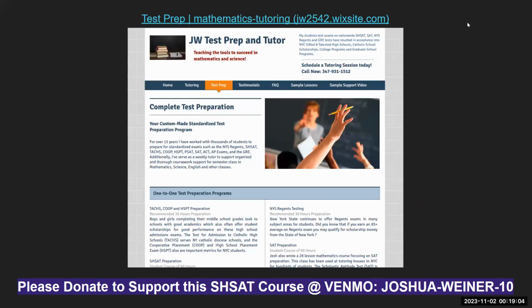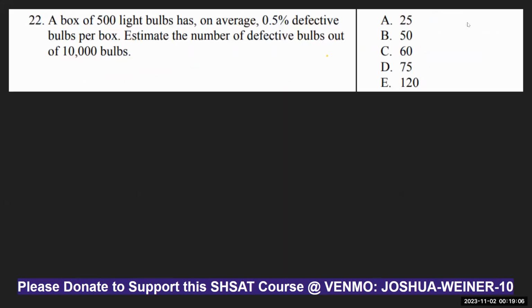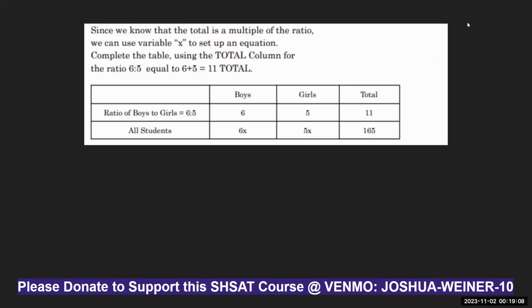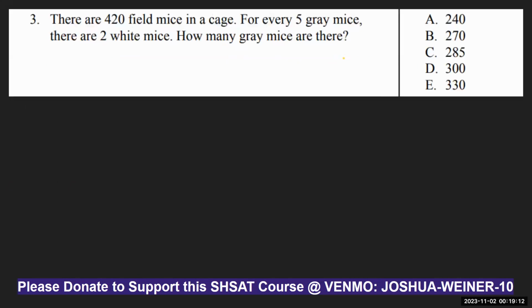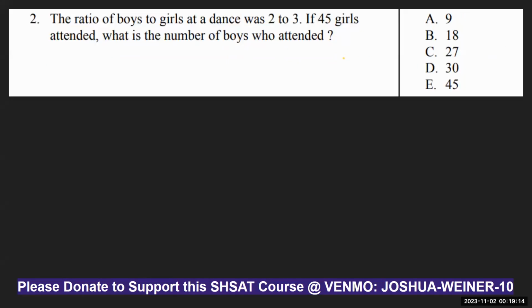All right, in the interest of time, as I said, I'm going to pick one easy, one mid, and one challenge level for us to go over. Let's look at the dance. Question number 2. The ratio of boys to girls at a dance was 2 to 3. If 45 girls attended, what was the number of boys who attended?